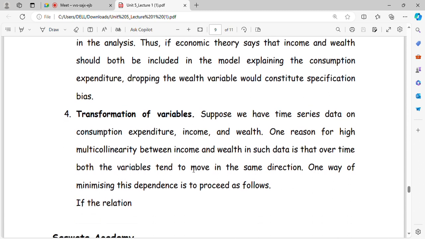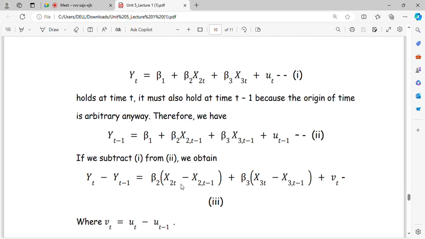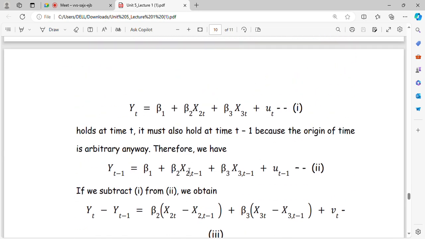Suppose we have time series data on consumption expenditure, income and wealth. One reason for high multicollinearity between income and wealth in such data is that over time both the variables tend to move in the same direction. We know that in time series data income and wealth can move in the same direction. One way of minimizing these dependencies is to proceed as follows. If the relation is given as Yt equals beta 1 plus beta 2 X2t plus beta 3 X3t plus ut, where t denotes the time period. Okay?